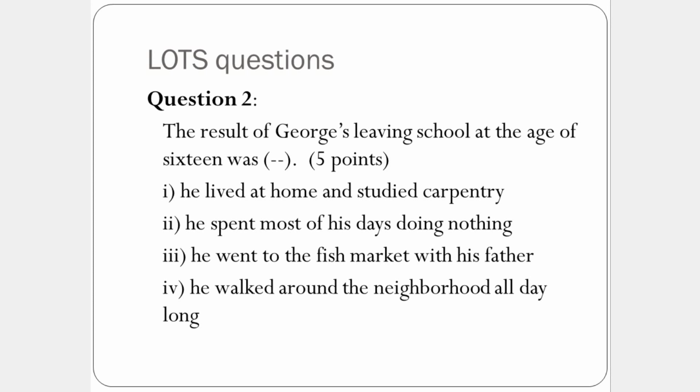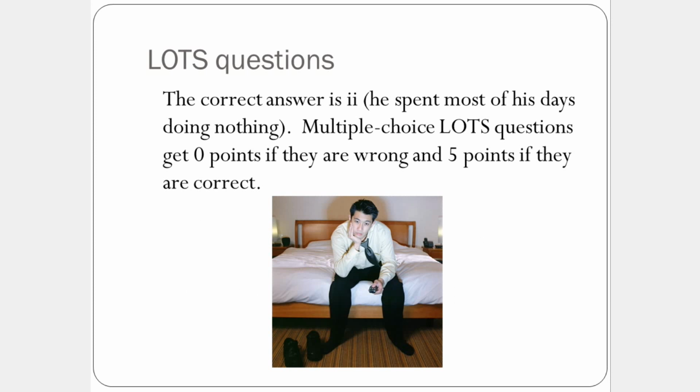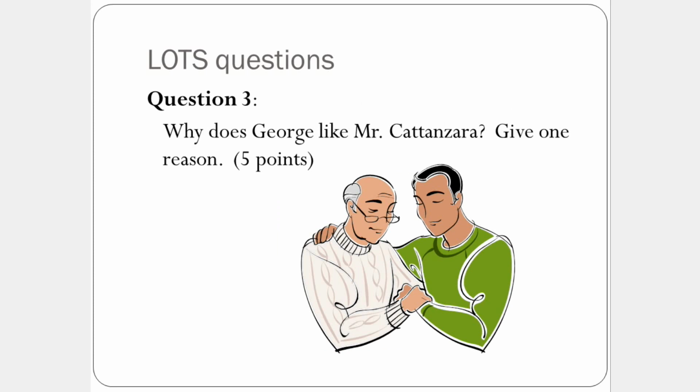The second last question was, the result of George's leaving school at the age of 16 was, this is a multiple choice question, okay? It's either totally right or totally wrong, and the answer is 2. He spent most of his days doing nothing. And again, I repeat, multiple choice LOTS questions are either 0 if they're totally wrong or 5 if they're totally correct.